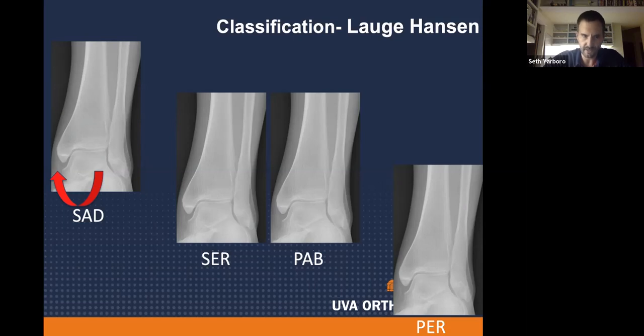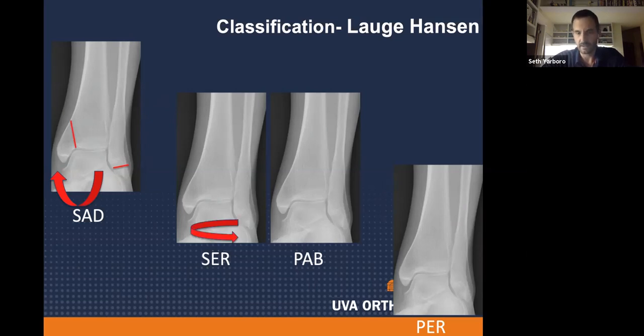As the supination adduction injury occurs, you get an avulsion injury off of the distal fibula. So it tends to be a low fracture, an avulsion. And then you tend to get a vertical medial malleolus fracture. I'm not sure if you can see my cursor. There tends to be impaction at the corner there as the talus drives up into the medial malleolus.